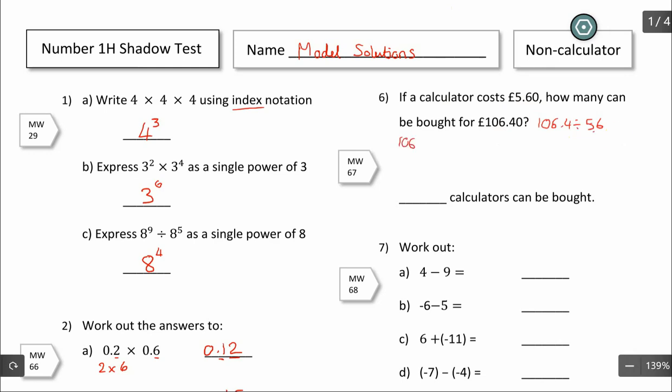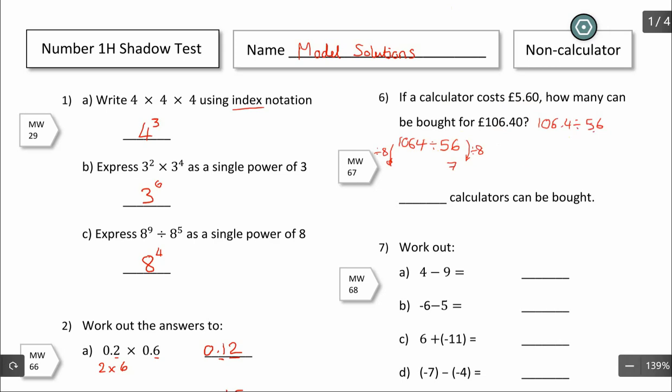We get 1064 divided by 56. Now I'm just wondering as well if I can divide these numbers by something else to make this an even easier calculation, and I think I can. I think I can divide both of these by 8.